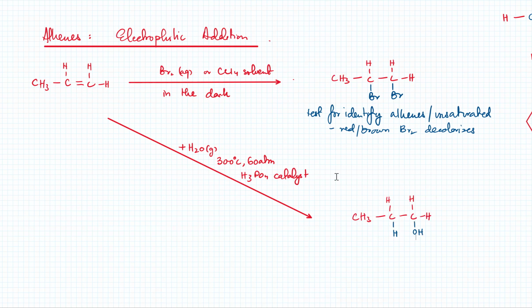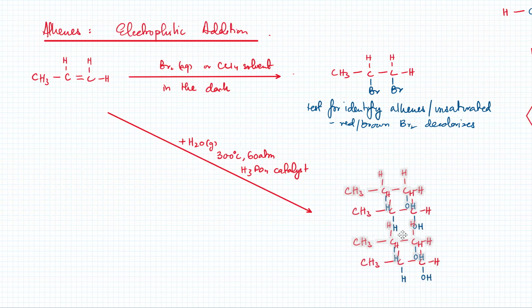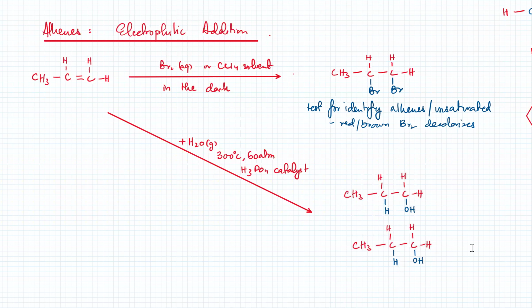But there was another option, which was that the H and OH could get attached the other way around as well. One of them was the major product, the other one was the minor product. So the OH could be on the left side and the H could be on the right side. Is this clear?